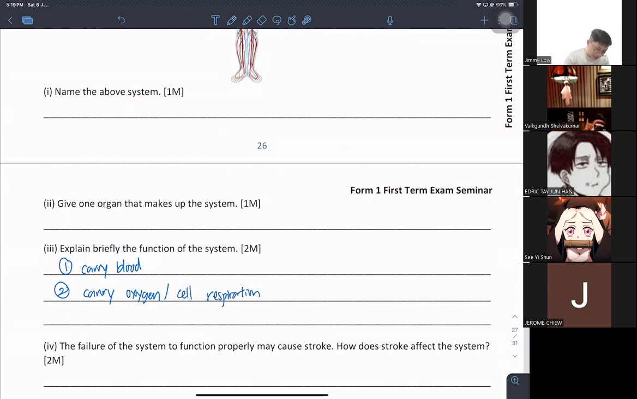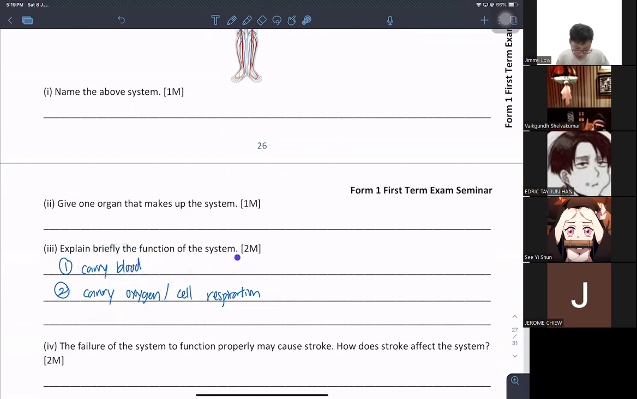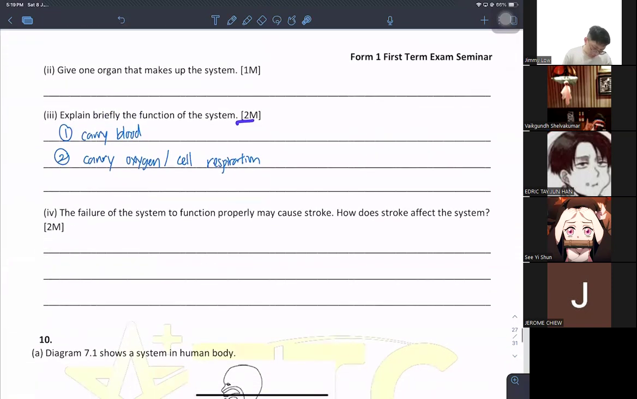Okay, your blood will carry oxygen to do cell respiration. So this is how you explain to get 2 marks. Three key points have to be given to get these 2 marks. 4, the failure of the system to function properly may cause stroke. So if your blood circulatory system is not functioning well, then you get stroke.